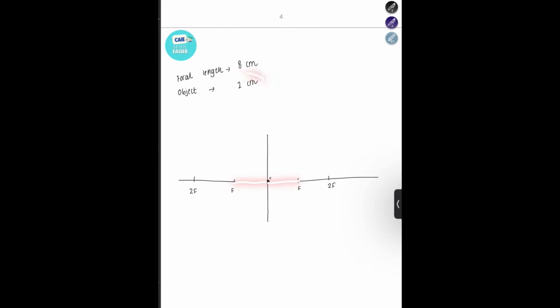Here the focal length is 8 centimeters, but the object is at 2 centimeters. That means the object is between f and the optical center. So that means it's very close to the lens, and let's draw the ray diagrams and see what's happening. The first ray passes straight through the optical center, and you'll draw the second ray which is parallel to the principal axis, and then it passes through the focal point. But if you notice this, that these rays are not intersecting, they're just diverging away and away from each other. So if they're not meeting, we're not getting an image over there.